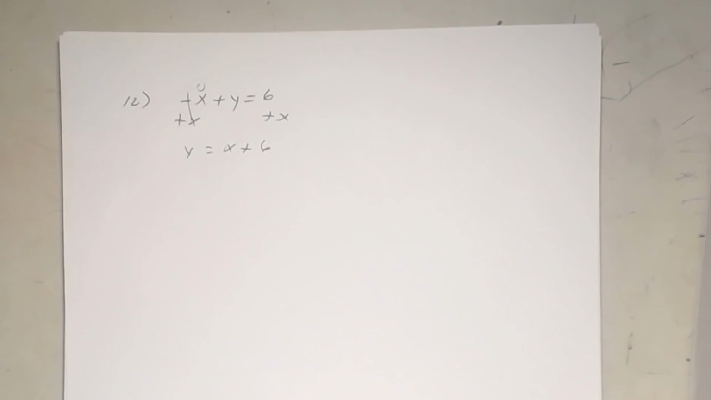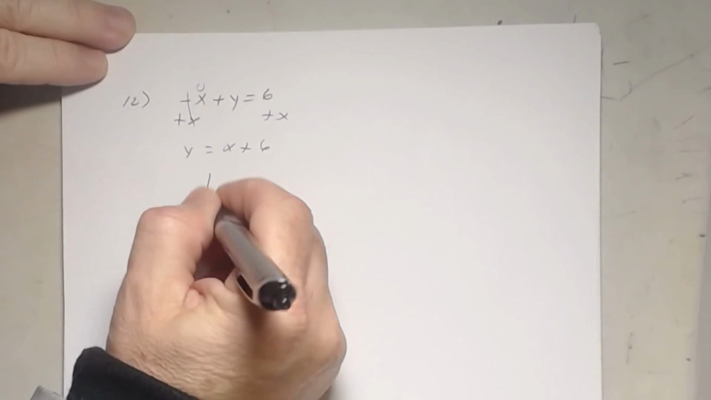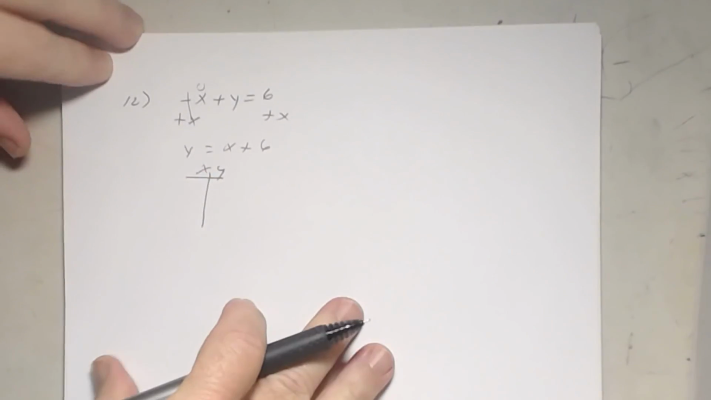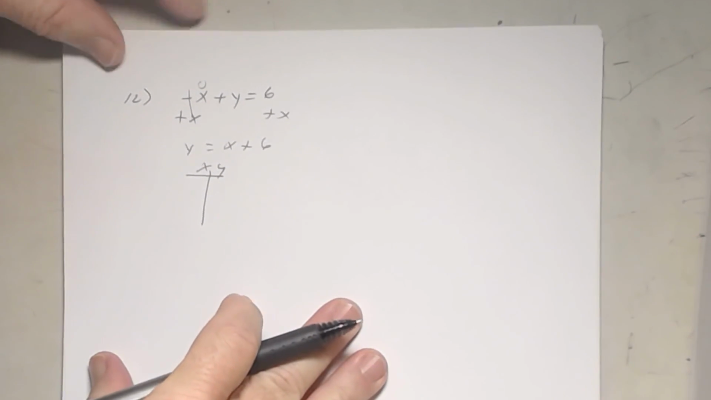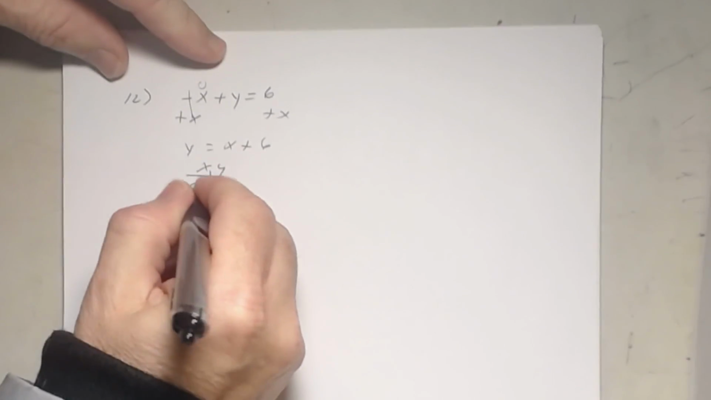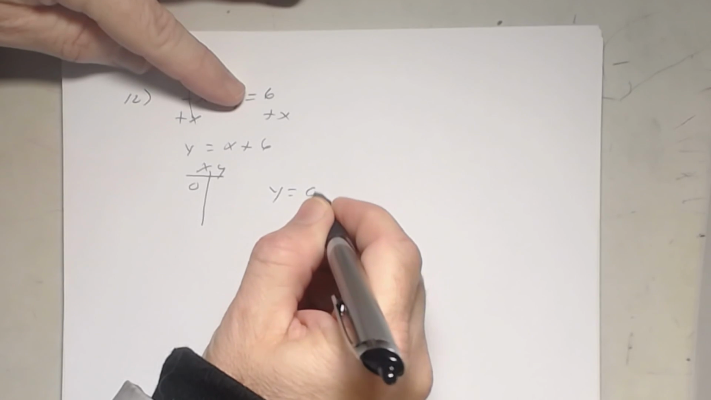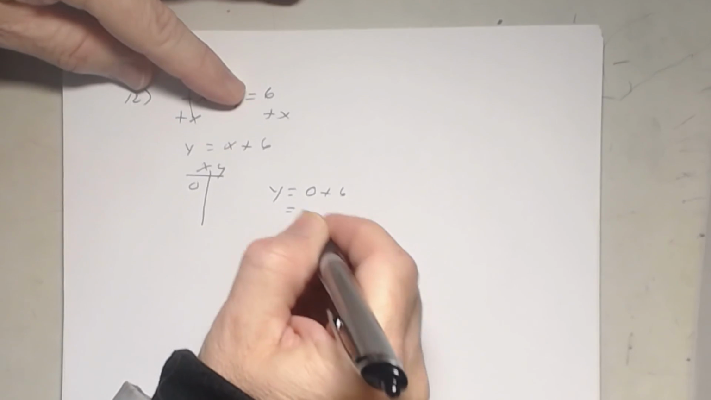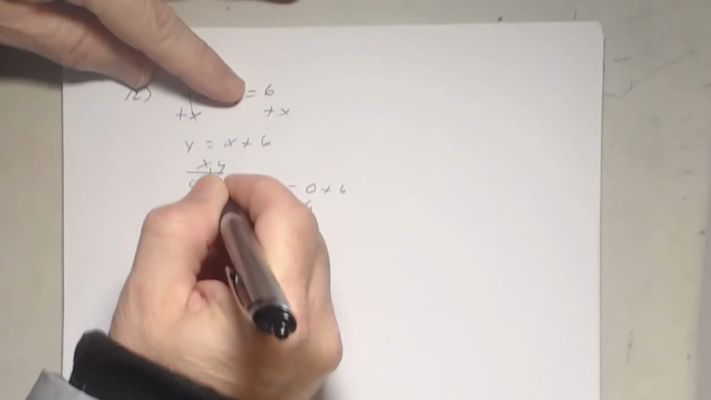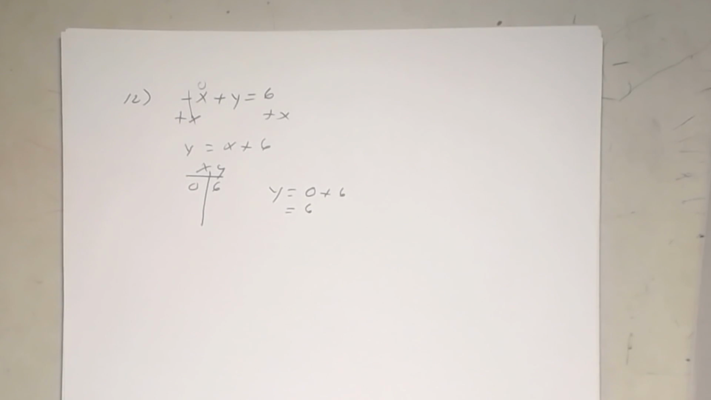All right, so any questions on how we got y by itself? Okay, now I'll use the t-table. What's the easiest number to use for x? 0. So if x is 0, I get y equals 0 plus 6, correct? So what does y equal? 6. So then I found a solution. So one of my solutions is 0, 6. One of the points on my line is 0, 6.